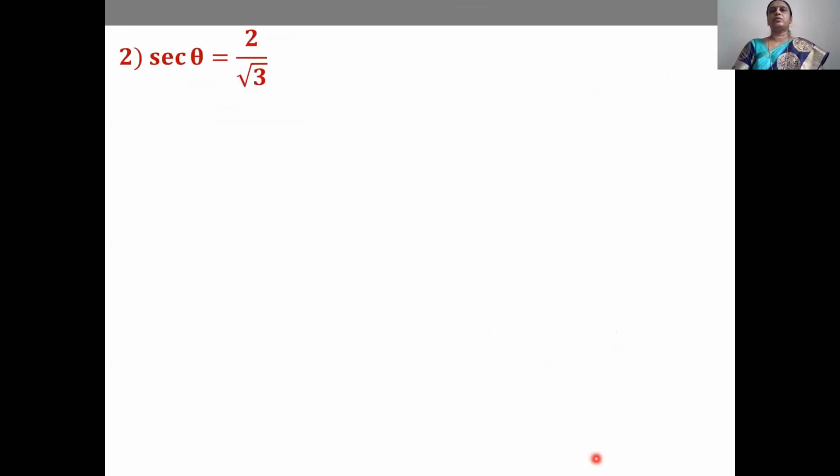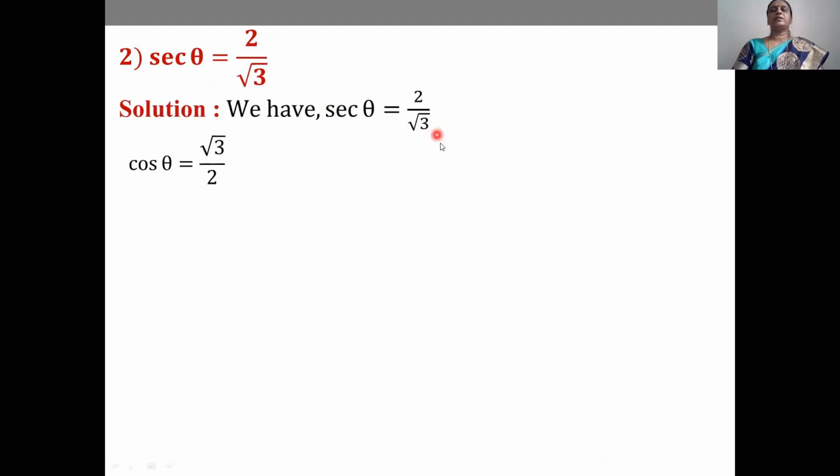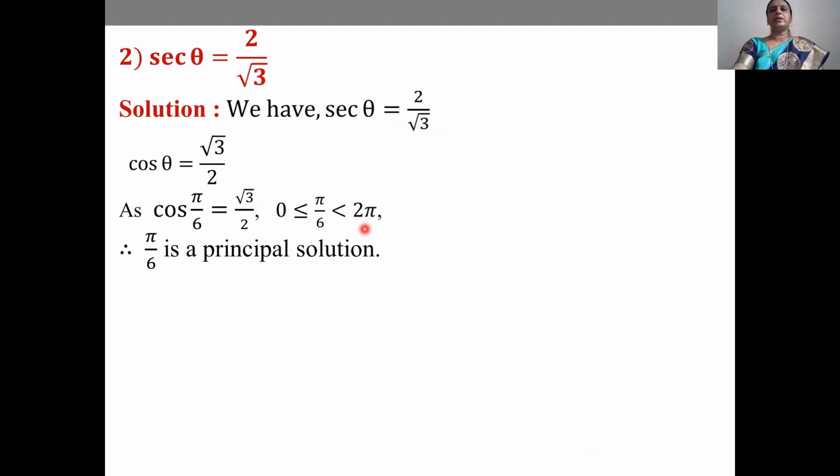Find the principal solution of sec theta is equal to 2 by root 3. Now, here we have sec theta is equal to 2 by root 3. Take the reciprocal, cos theta will be root 3 by 2. Then at cos pi by 6, the value of cos theta is root 3 by 2. Therefore, write down cos pi by 6 is equal to root 3 by 2. Now, pi by 6 means a 30 degree angle, obviously lies in the interval 0 to 2 pi. Therefore, pi by 6 is a principal solution.